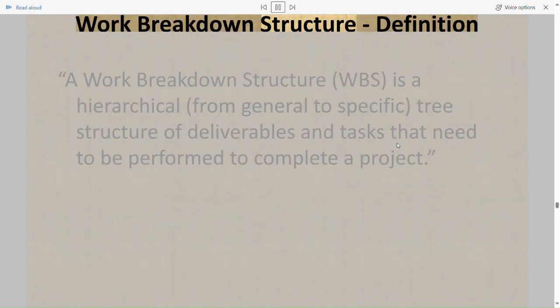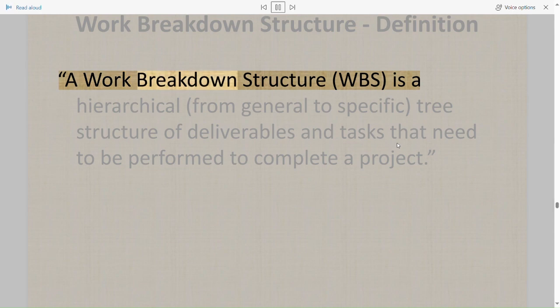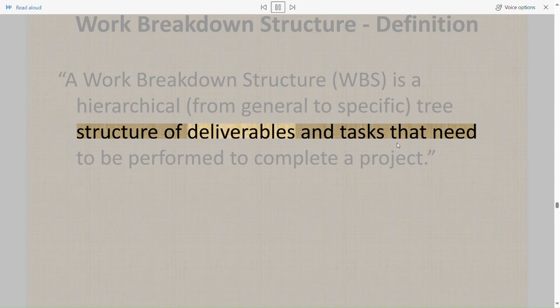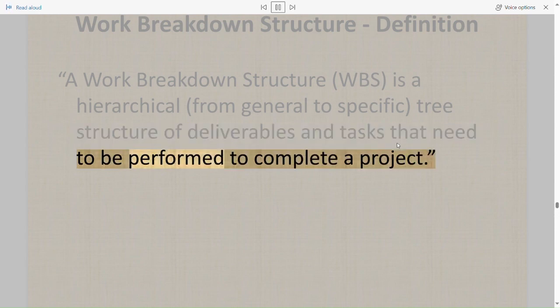Work breakdown structure, definition. A work breakdown structure, WBS, is a hierarchical, from general to specific, tree structure of deliverables and tasks that need to be performed to complete a project.